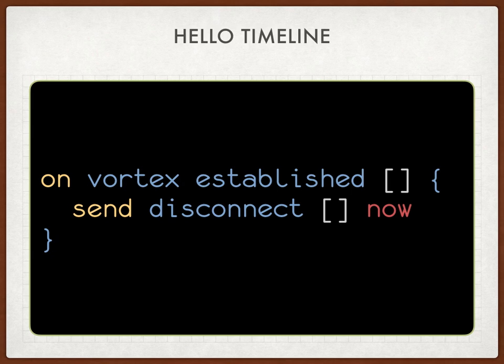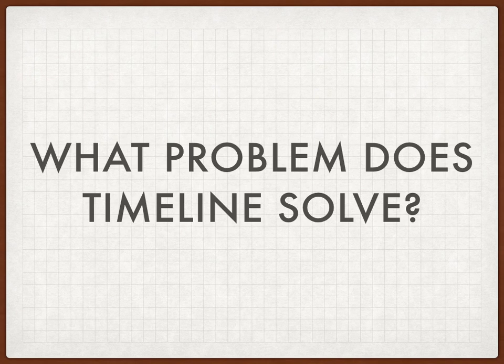To get into this, it's important to understand what problem timeline actually solves. There's a lot of general purpose programming languages in the world, and we could have used any of them to program our time machine, but instead we built our own language. So why did we do that? And the answer to that is, right, understanding how time travel works.